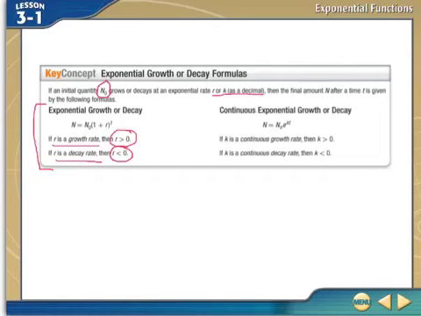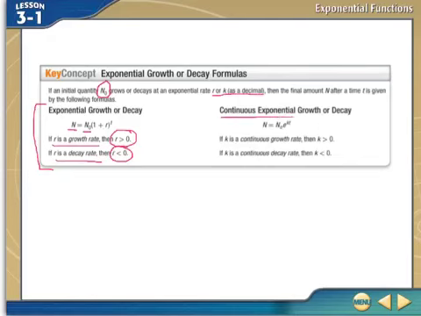Now here's the deal. N in this formula represents the amount after time t, and n sub 0 is your initial amount. R again is your growth or decay rate, depending on whether or not the object or whatever you're looking at is growing. That will be positive. If r is negative, then the object or the substance you're working with is decaying or decreasing. T is time in whatever unit of time that they measure or give you.